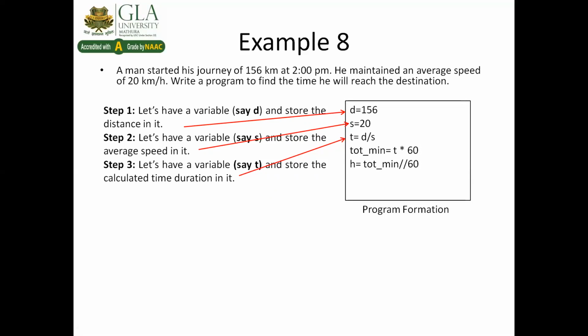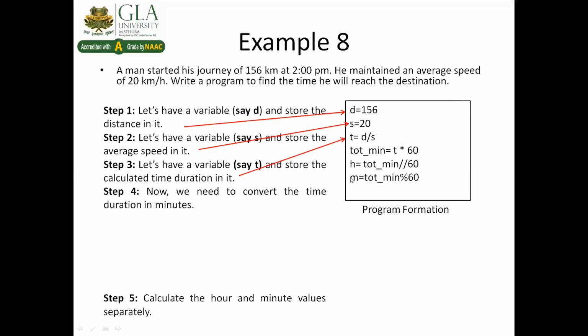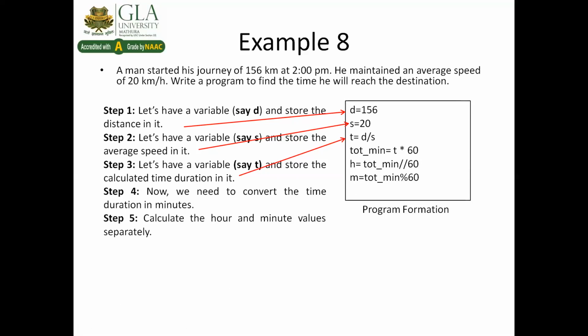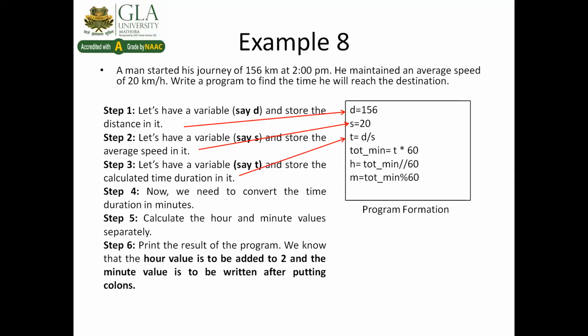And now, after getting these total minutes, I will find how many hours and how many minutes there are. As per the previous example, you know that when I divide the total minutes by 60 using integer division, I get the value of hours. And when I use the modulus operator, I get the minutes, right? So we convert the time duration into minutes, then convert it into hours and minutes separately, and then we add it to 2 p.m. to get the time at which the person will be reaching his destination.